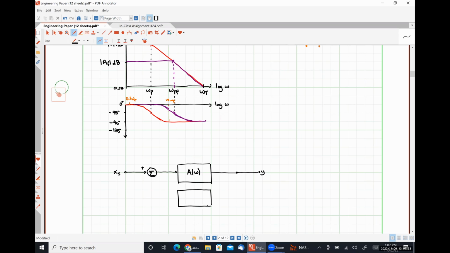Did we use K in 336? Capital K for feedback factor? Yes. Okay. I'll label stuff just in case in a moment.